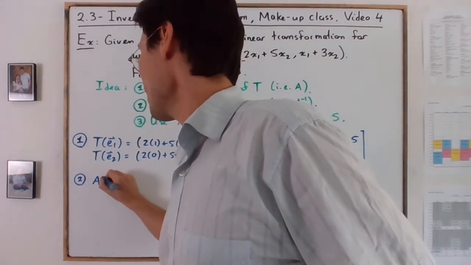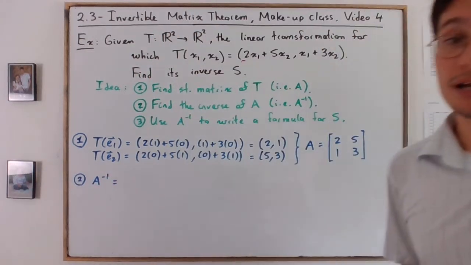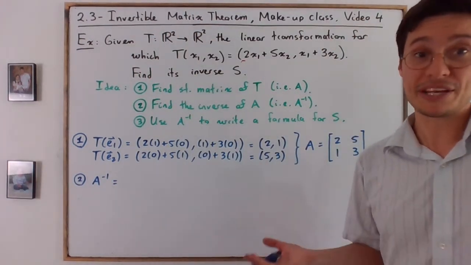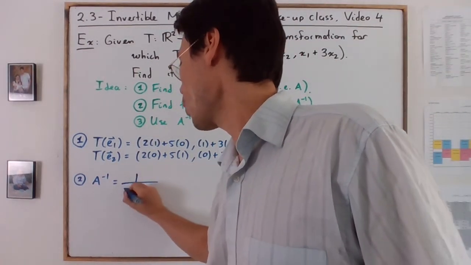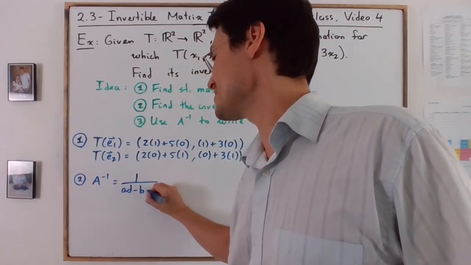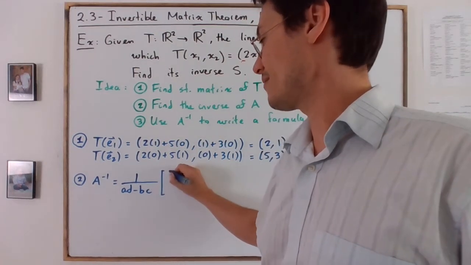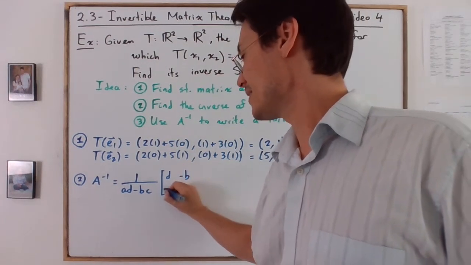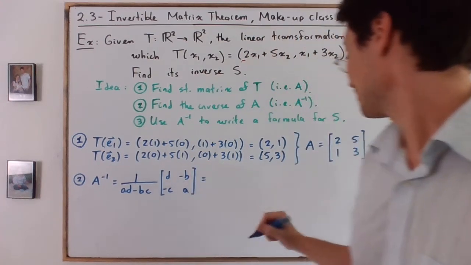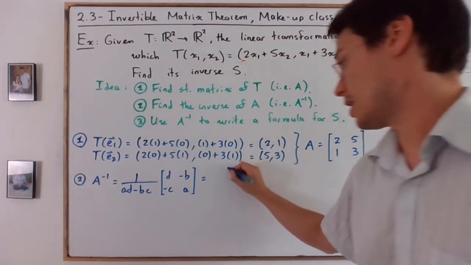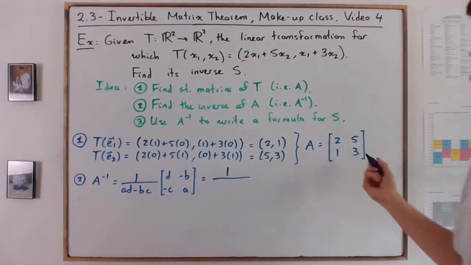So for the inverse of a 2 by 2, don't break your leg. You're just using the formula, right? So 1 over AD minus BC. Then you have D, negative B, negative C, and A. So we just apply the formula.